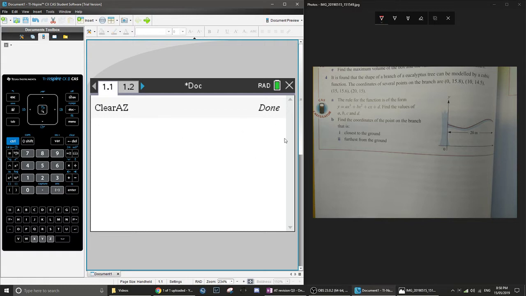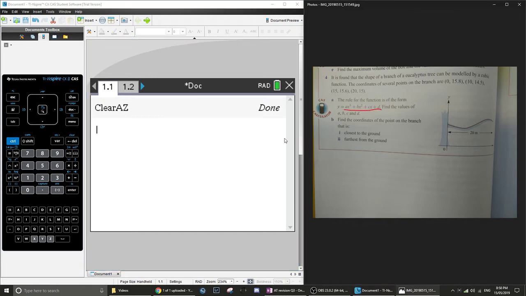So this question is: the shape of a branch of Euclid's tree can be modeled by a cubic function. So we can see that we're expecting something like that straight off the bat. The coordinates of several points on the branch are (0, 15.8), (10, 14.5), (15, 15.6), and (20, 15). So our branch length is 20 meters. This point here is going to be at the very end, the 15 point is somewhere here, our 10 point is somewhere there, and we're given (0, 15.8). So that is our initial part of the branch, the join.